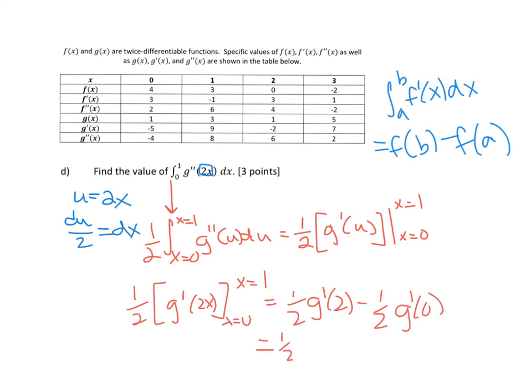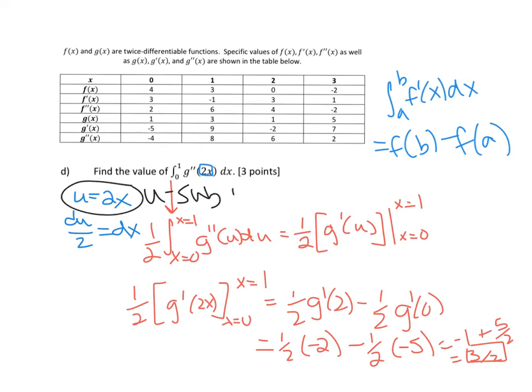And you can use the table to evaluate your g prime. So I get 1/2 times -2 minus 1/2 times -5. That gives you -1 plus 5/2, which gives you 1.5 or 3/2. So in order to get full credit on this problem, the first thing is you need to use u substitution. The second thing is that you need to get a correct integral. And then the last thing is you need to get the answer.